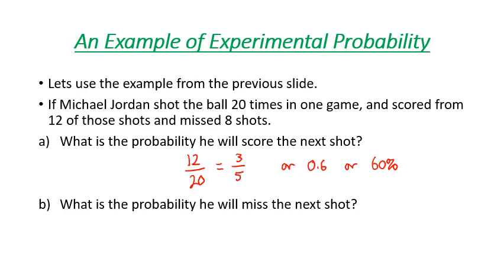What's the probability he'll miss his next shot? So we're technically looking at complementary here, but the probability he's going to miss his next shot is basically the opposite of him scoring it. So that's going to be 8 out of 20, or in this particular case, 2 out of 5. We could write 0.4 or 40%. We know those answers are correct because when we add the answer to A to the answer to B, we end up with 100% of the options.